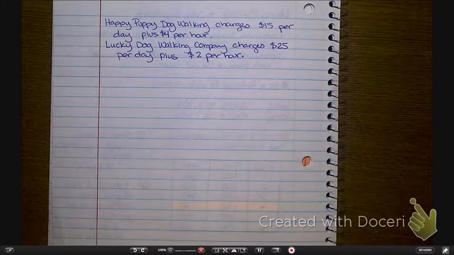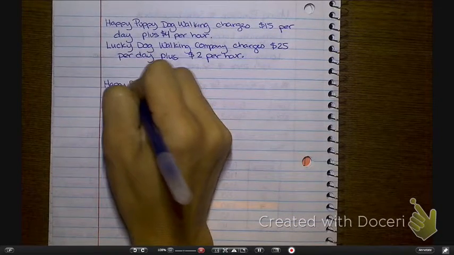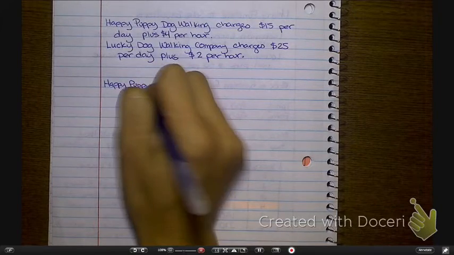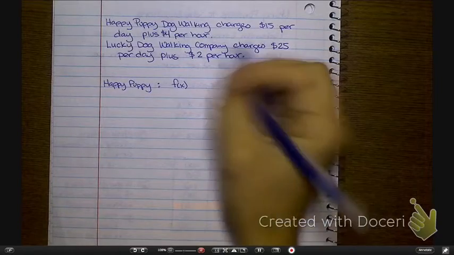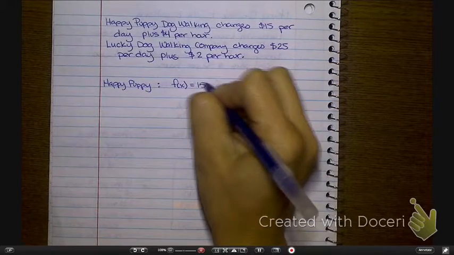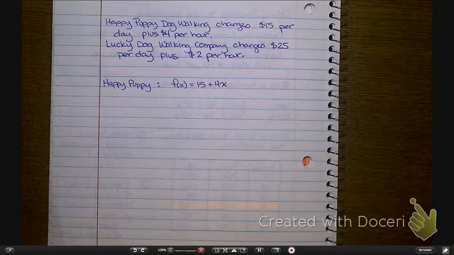So let's first write an equation for each situation. We're going to write a function for each one. So for Happy Puppy, what would my equation be for Happy Puppy? Yeah, plus $4 per hour, right? So 15 for them to come out, and then $4 for each hour they're there. So 4 times x, x is the number of hours.